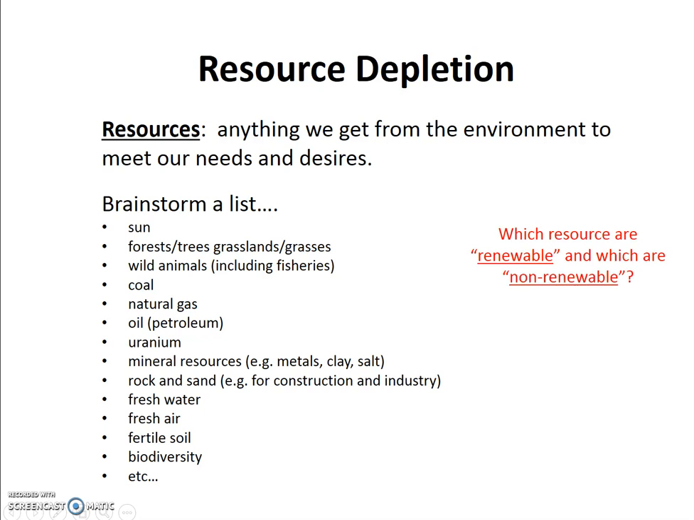We can further divide up these resources into renewable and non-renewable resources. See the definitions in your text. Check out your list and divide it into renewable and non-renewable resources. Are there any that you're unsure about? Pause the video and classify each resource on your list as renewable or non-renewable.